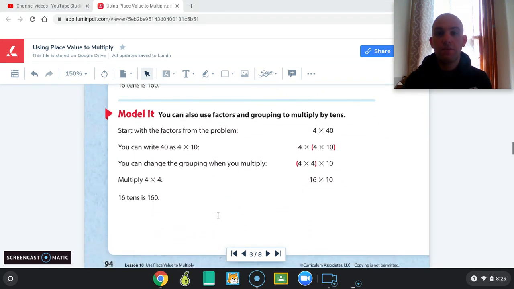You can also use factors to group and grouping to multiply by tens. Start with the factors for the problem. 4 times 40. You can write 40 as 4 times 10. So we have 4 times 4 times 10. Then you change the grouping when you multiply. So we can take 4 times 4, we know is 16, times 10. And then 16 tens is 160.